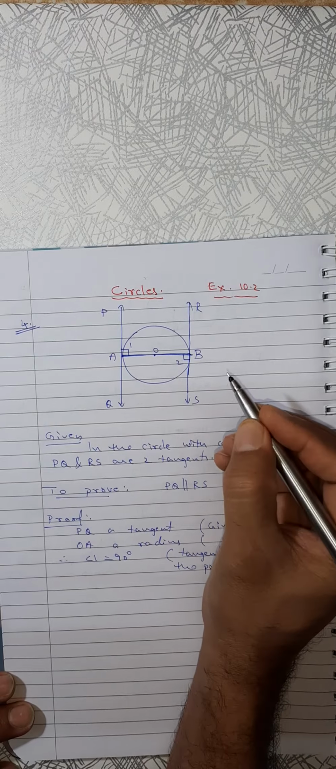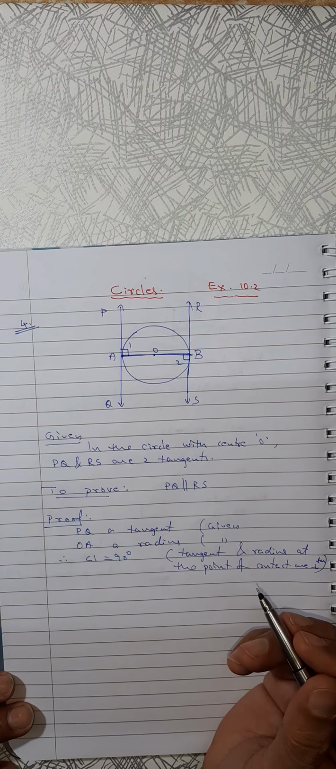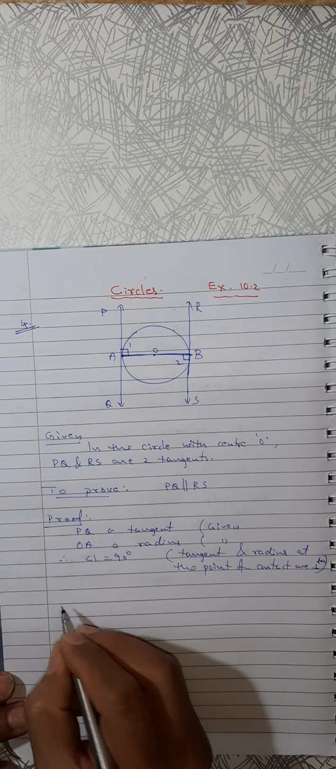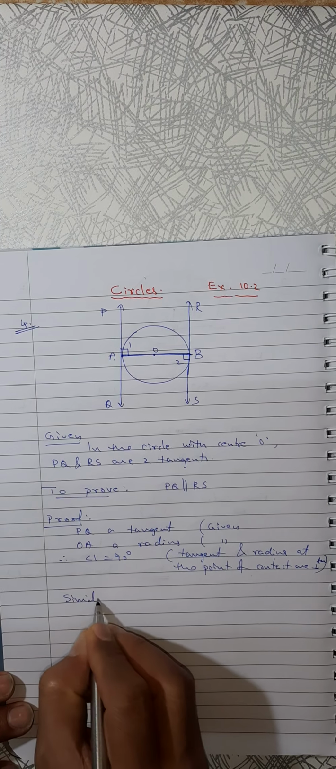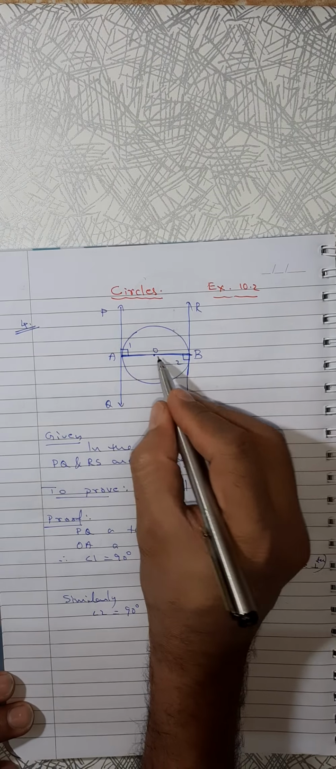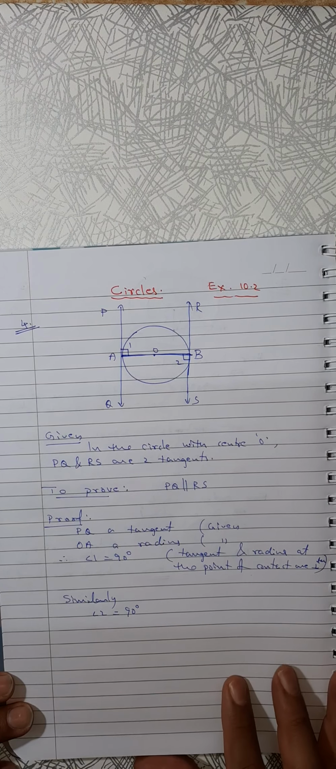This one I will take as angle 2. Angle 2 is 90 because it is a radius and a tangent. OB a radius and RS a tangent. Similarly, angle 2 equal to 90 degree. Radius and tangent, angle 2 equal to 90 degree.